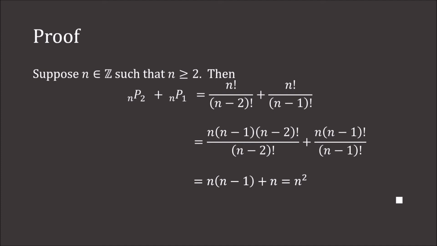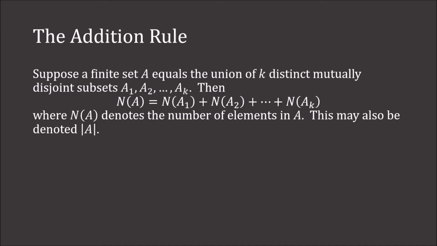Now let's suppose that a finite set A equals the union of k distinct mutually disjoint subsets A1, A2 through Ak. Then n of A is n of A1 plus n of A2 plus so on and so forth plus n of Ak, where n of A denotes the number of elements in A, and this may also be written as the absolute value of A. This represents the cardinality of A, which is just the number of elements that A has.